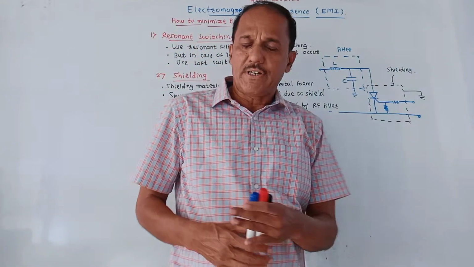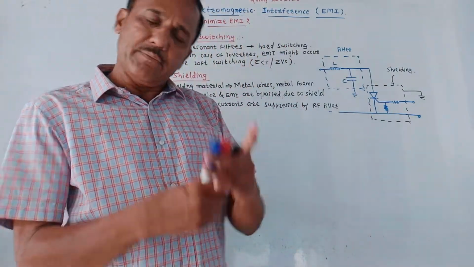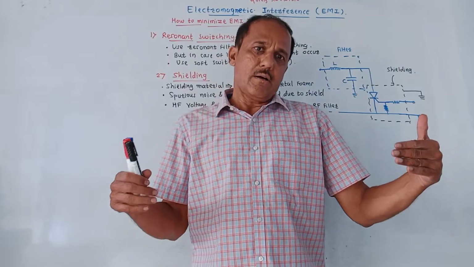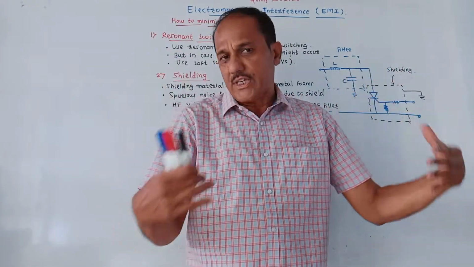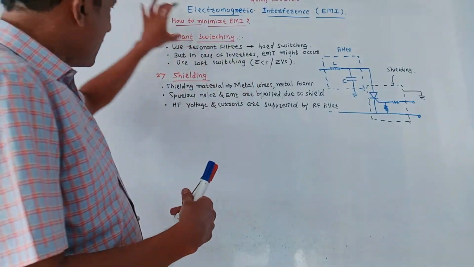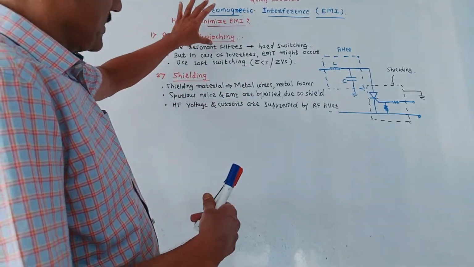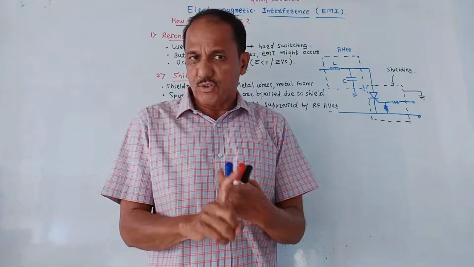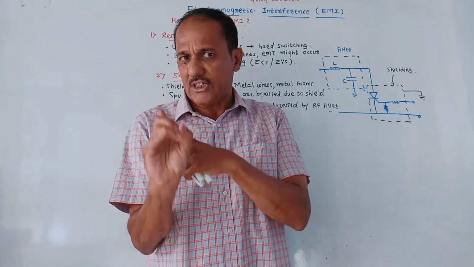Next, an important part: how to minimize EMI. That means what are the techniques by making use of which we can reduce the electromagnetic interference. So there are certain methods. First is resonant switching. Again, there are two types of switching. One is hard switching and another is soft switching.